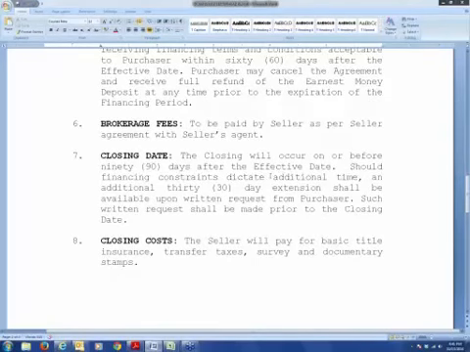Now get a load of this particular paragraph, a hole big enough that I can drive a train through. I always include this paragraph. Should financing constraints dictate additional time, an additional 30-day extension shall be available when? Well, when I write a request. And such written request shall be made prior to the closing date. Well, what happens if the seller rejects my request? Well, guess what? He can't. He can't. All I have to do is ask for it, and I get it.